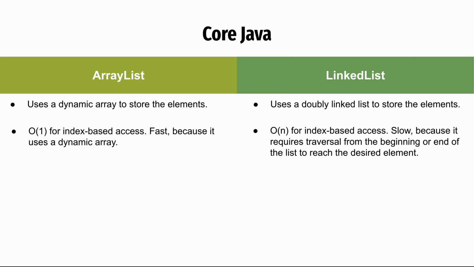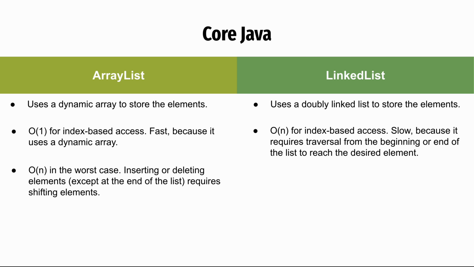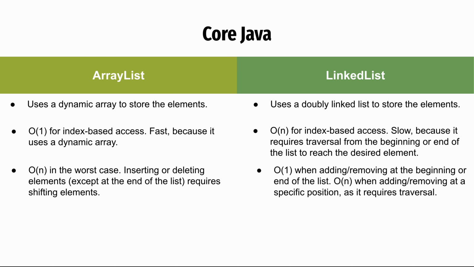the desired element. In the case of ArrayList, O(n) is the worst case for insertion or deletion, as elements require shifting, whereas LinkedList is O(1) for adding and removing at the beginning or end of the list. It is O(n) when you are adding or removing at a specific position, as it requires traversal.